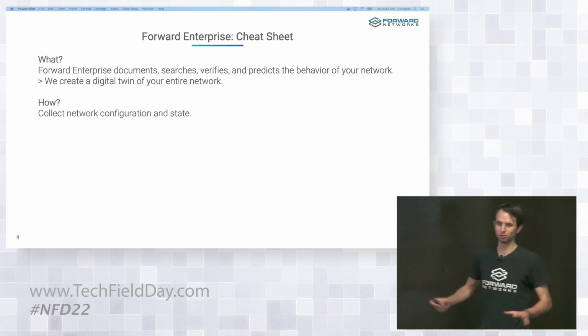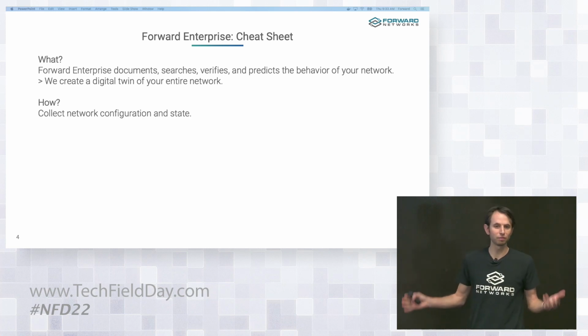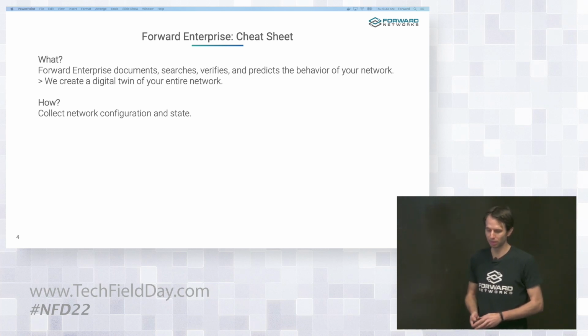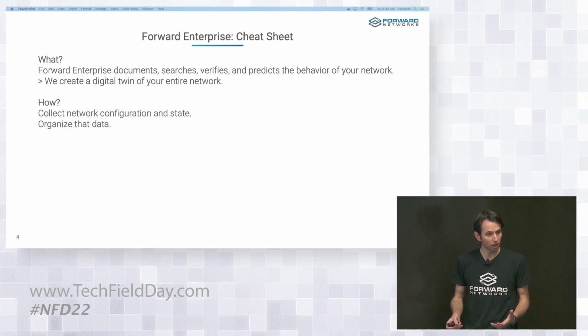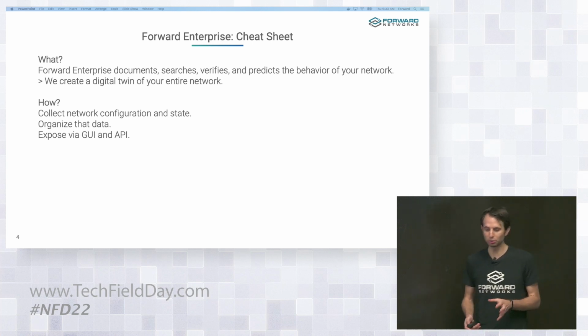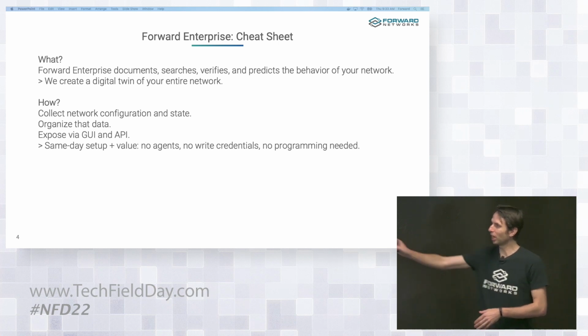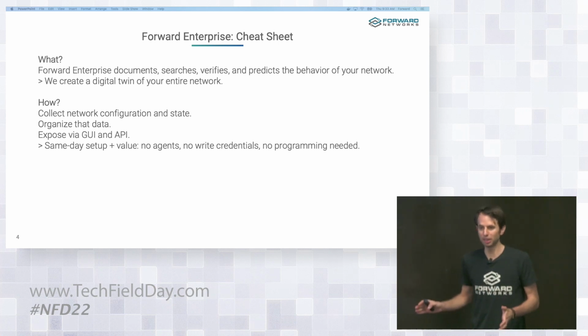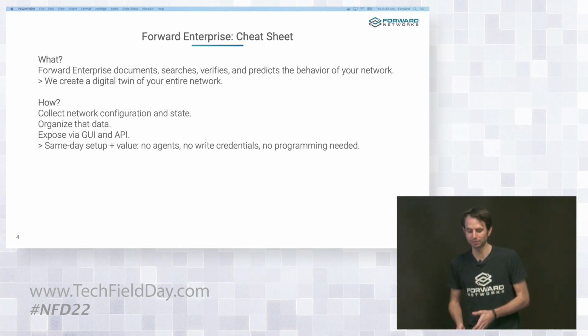Okay, how do we do it? In a nutshell, we collect configuration and state. We collect all of it, typically via SSH. We then use our own methods to organize that data in scalable ways, and then finally we make it accessible via GUI and API. Network admins really like this approach, and we do too, because it's easy to set up and manage. There are no agents, no write credentials needed, no programming needed, and this is something that you can set up and get value on the first day.